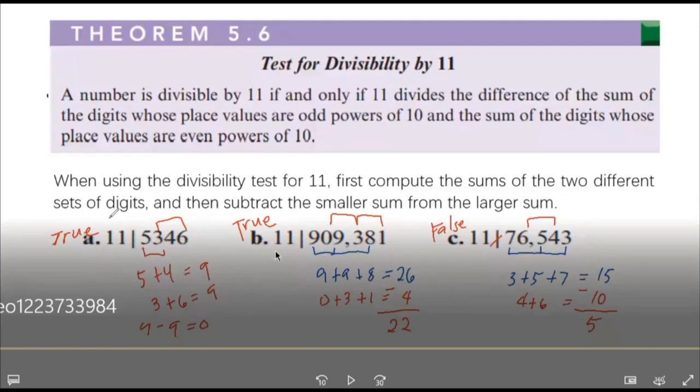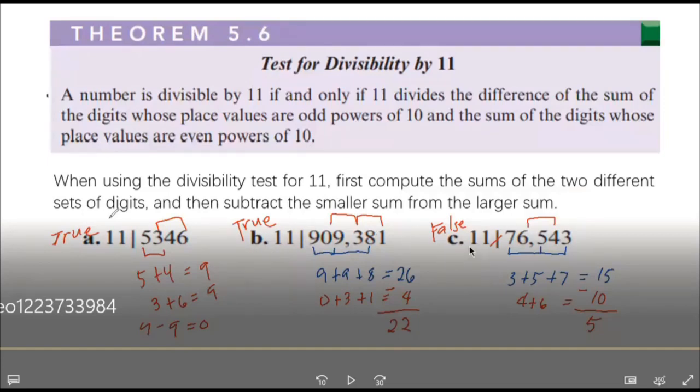Next, for letter B, we have 11 is divisible by 909,381. So, i-add natin yung tinatawag nating set of digits alternate gaya ng 9 plus 9 plus 8. So, 9 plus 9 plus 8 is 26. At yung other alternate ay yung 0 plus 3 plus 1 is 4. Then, subtract natin yung larger dun sa smaller. 26 minus 4 is 22. And 22 is divisible by 11. Therefore, letter B is also true.